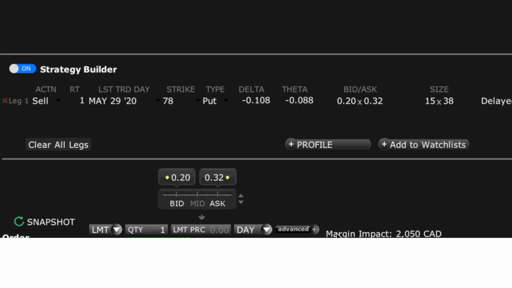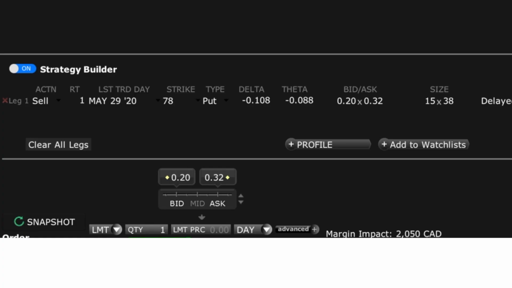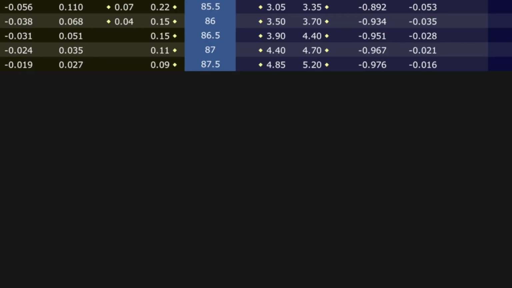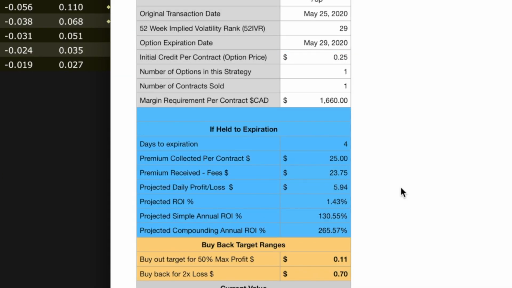And then it tells us right here, the margin impact. So this morning when I put this on, it was 2038, now it's 2050. I'm just gonna use those numbers. Let's put in the 2050 so I can do this assessment. So I'm gonna put in 2050.